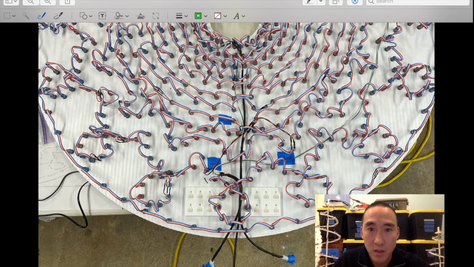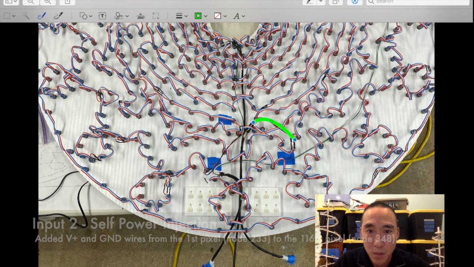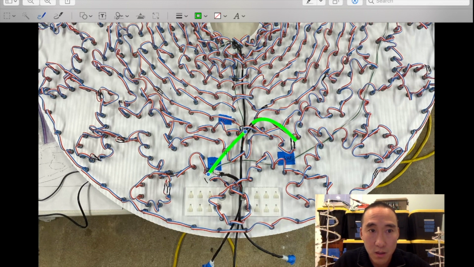and you can see that I've got the self-power injection lines that go from the first pixel here at 232 where it comes in. I'll trace it. It comes up here and goes around, connects right there. And the second self-power injection wire also goes from the first pixel. See if I can trace it here, down and to the end. And you can see that the data line is clipped, cut, and wrapped right here.